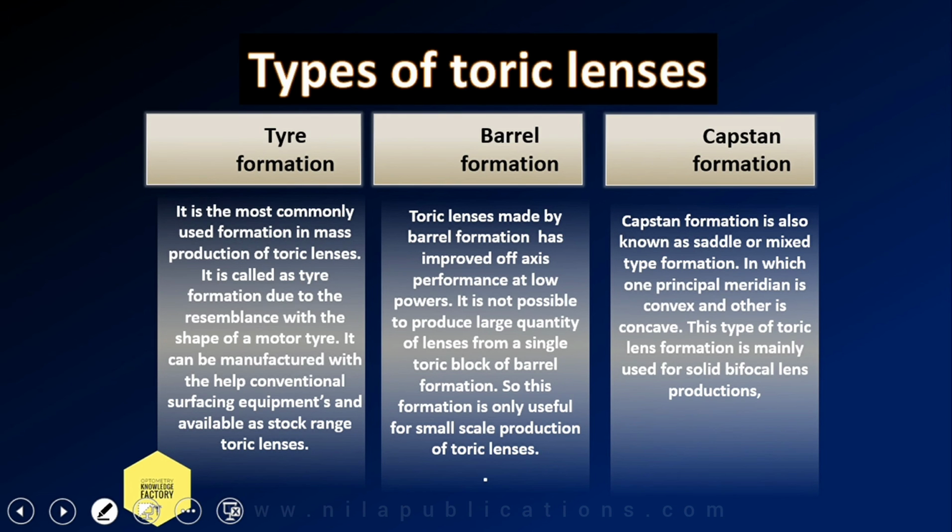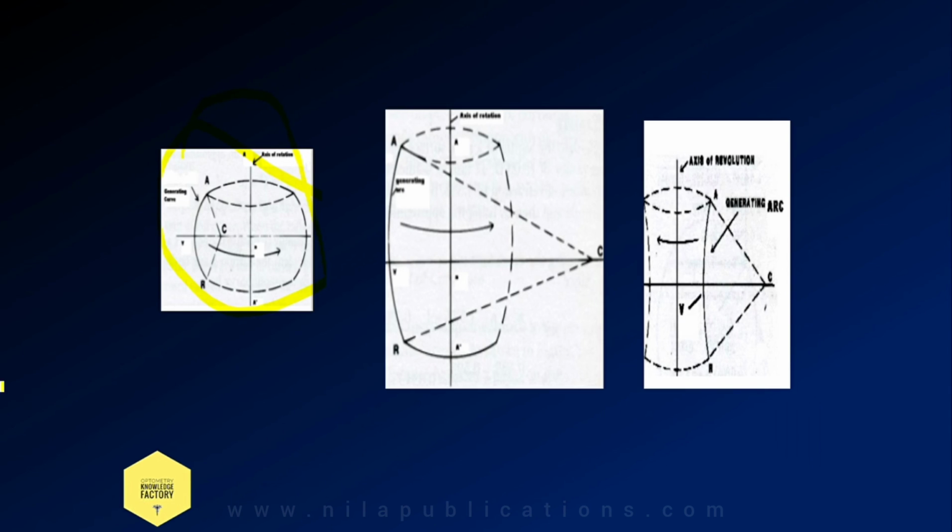There are three formations. Tire formation is the most commonly used formation in mass production of a toric lens. It is called tire formation due to the resemblance with the shape of a motor tire. It can be manufactured with the help of conventional surfacing equipment and is available as stock range toric lenses. This is the tire formation of a toric lens.